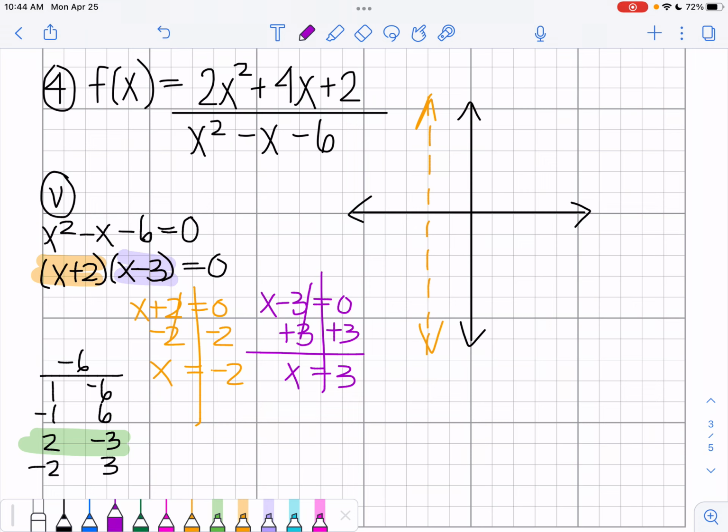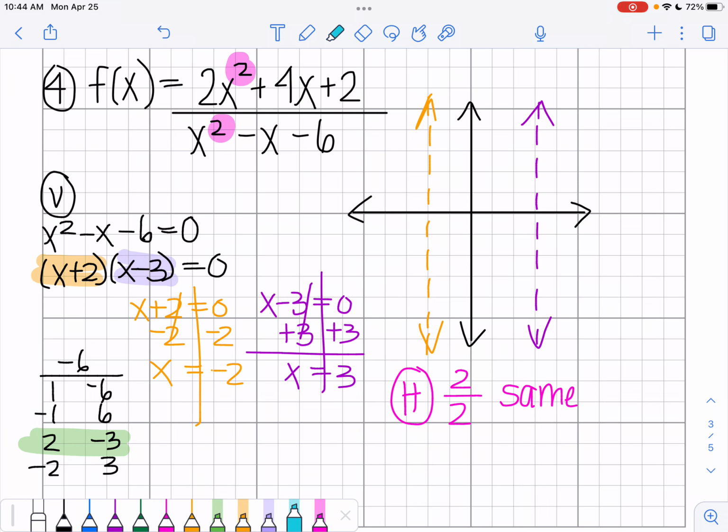And x is equal to 3 here. Okay, then my horizontal. My degree in my numerator, remember we're looking up here and here, is 2. The degree of my denominator is 2, so they're the same. So that means I take my leading coefficients. So I take my number here and my number here. The leading coefficient on the top is 2, the leading coefficient on the bottom is 1. So y equals 2 is going to be my horizontal, like this.